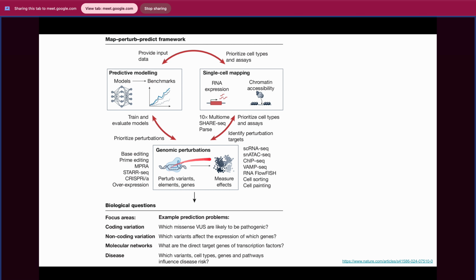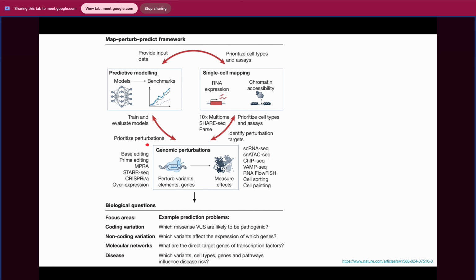So now if all these perturbations have been done, then they prioritize the perturbations. For example, if some perturbations are leading to major changes, for example, in cell painting, what they do is they check the morphology of cells. So if some variation is causing a major change in the morphology of cells, those variations will be captured first. They will be prioritized.